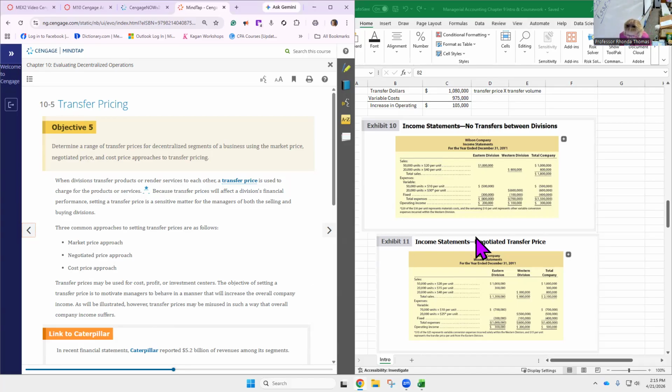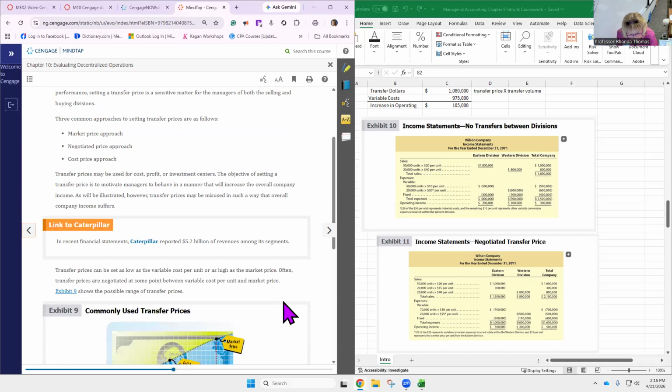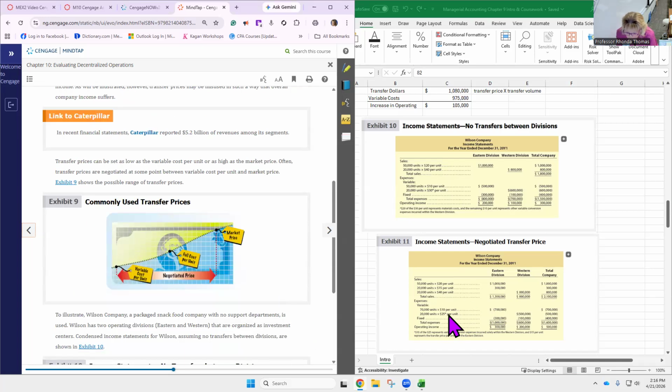Let's go to our problem, but I do want to show you that the only difference between these two income statements is this 20,000 units at 15. So it added 300,000 to Eastern, right? 300,000 to Eastern. So the transfer pricing was $15 at 20,000. That's where they're getting their 300,000. And then the variable of 70,000 is 10.